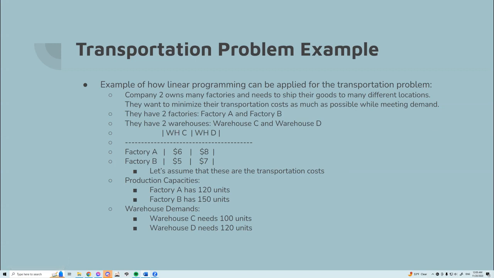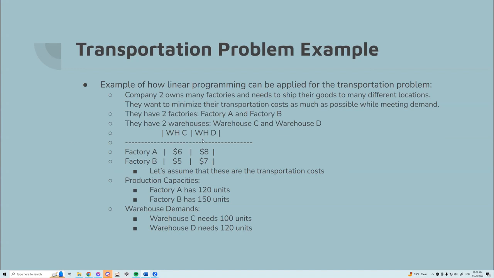We can create another example. So we can say we have another company called Company 2. And this Company 2 owns many factories, and they need to ship their goods to many different locations. At the same time, they want to minimize their transport costs as much as possible while also meeting their demands. So they have two factories, which we'll call Factory A and Factory B. They want to ship to two warehouses, which we can just call Warehouse C and Warehouse D.